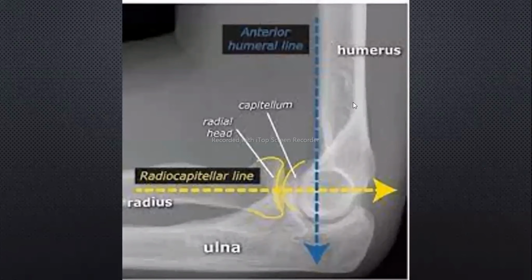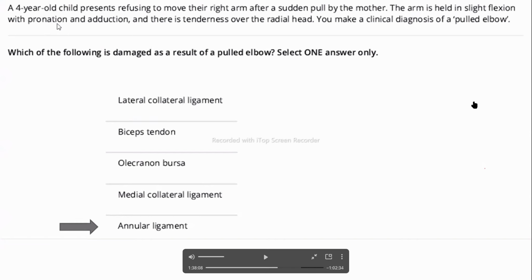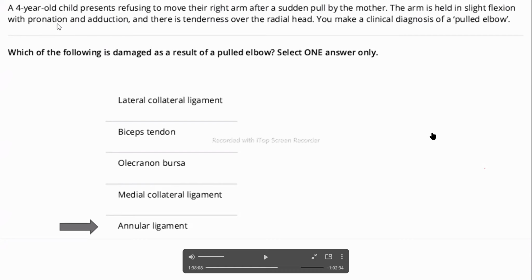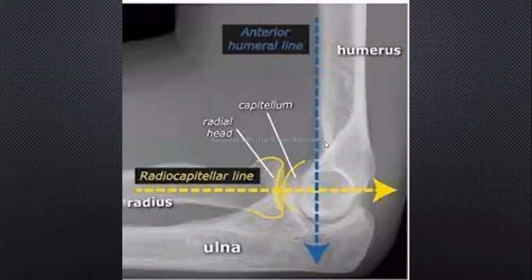Okay. How to understand from the X-ray? They give you an X-ray only. They did not mention pulled elbow, or slight flexion, pronation, abduction. There is no clue. In the scenario, they did not mention tenderness over the radial head. So how to understand from the X-ray?